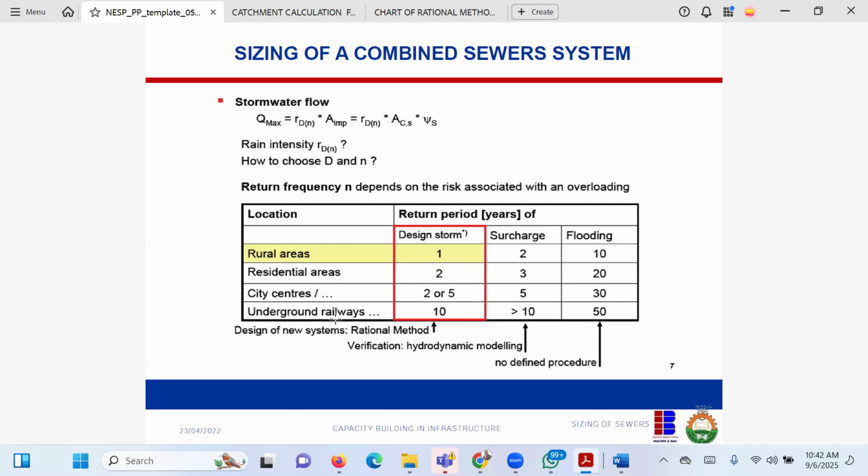Then if you are designing underground railways and you are designing for normal storm, it says you should use a 10-year return period. And for surcharge, more than 10 years. Then for flooding, you should use 50 years. The question is, why will I use a 50 years rain for underground railway? Because it's a disaster for underground to flood. It's a complete disaster that a subway system is flooded. Because once they flood, the losses are colossal, the insurance payment is so high that it will be unbearable.